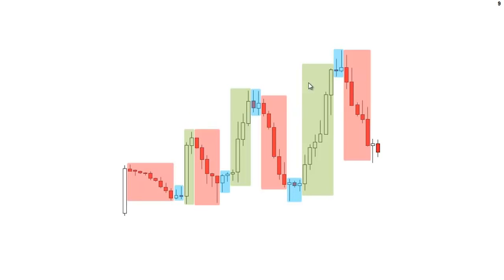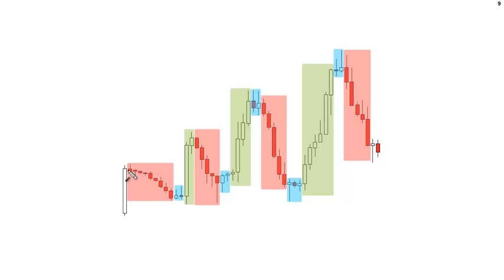So let's check out this same chart again. This is the same chart, but now I've highlighted the transitions too. The transitions are highlighted in blue. So let's take a close look at what's going on here. I'm going to bring up some drawing tools.